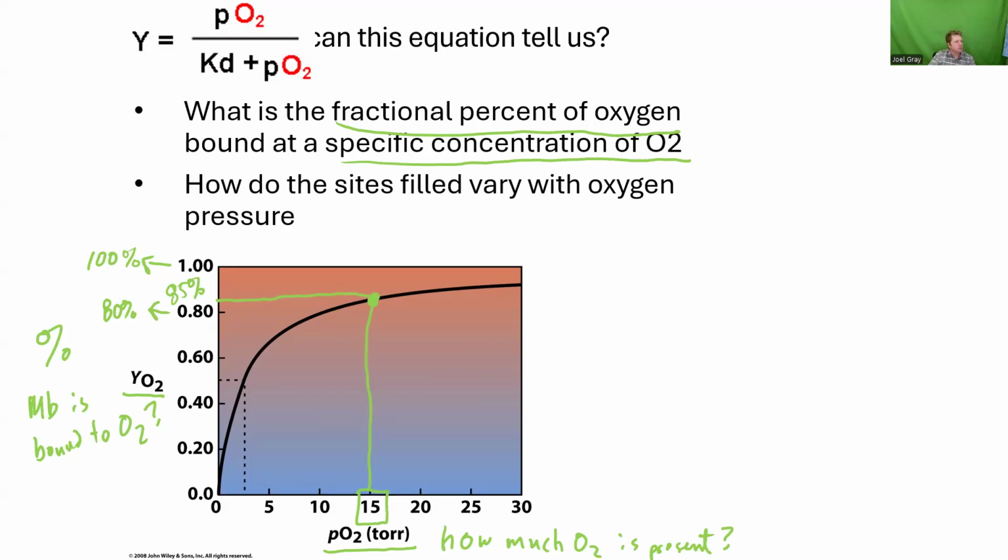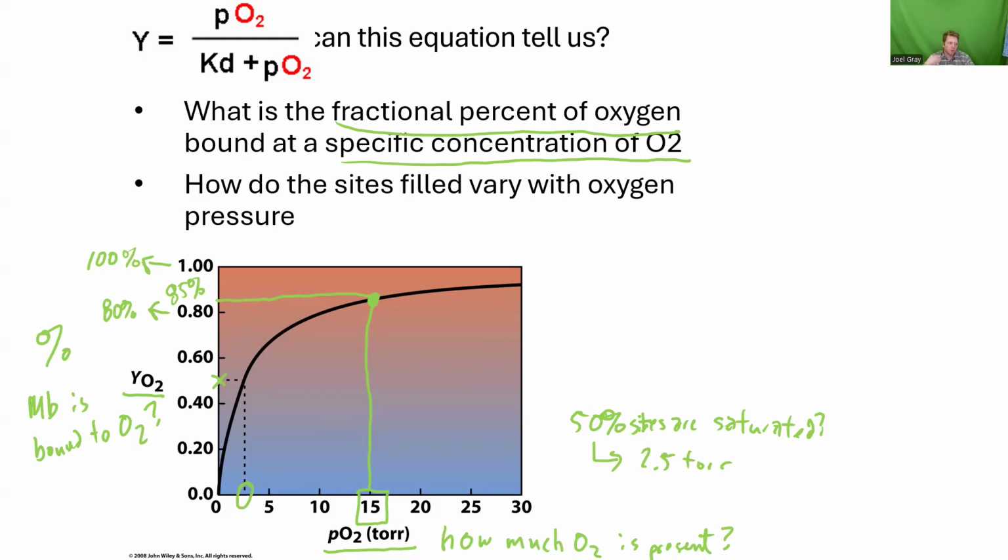What about looking at it the other way? When 50% of our oxygen binding sites are saturated, what's the O2 concentration that was required in order to get there? Well, what we do is we look at our y-axis right here, and then coordinate that to our x-axis right here. And we'd say, okay, that took about 2.5 torr.